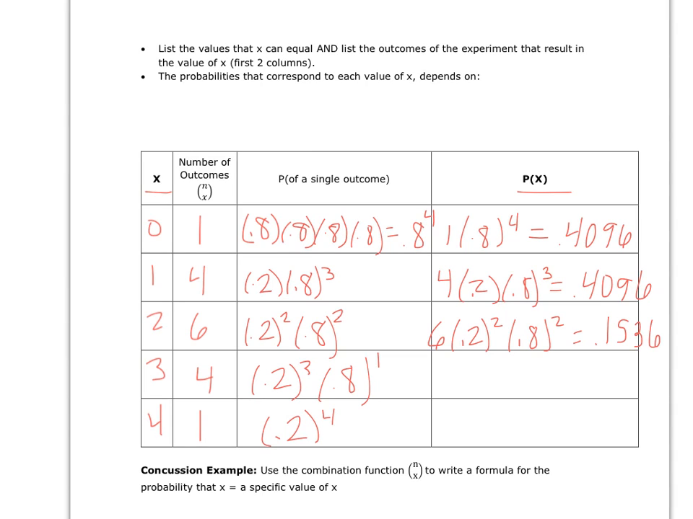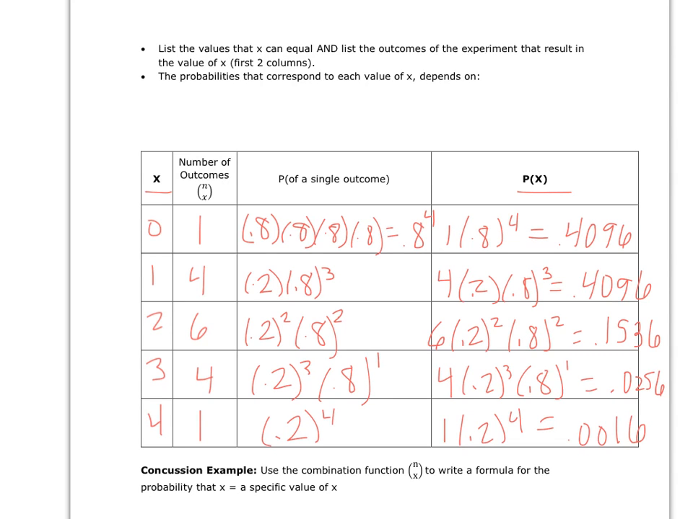For x equal to 3, again, 4 ways that can happen. So we multiply that probability of a single outcome times 4. That's going to give us a probability of 0.0256. And finally, for x equal to 4, one way that that can happen, so we just have 1 times 0.2 to the 4th, and that's 0.0016.